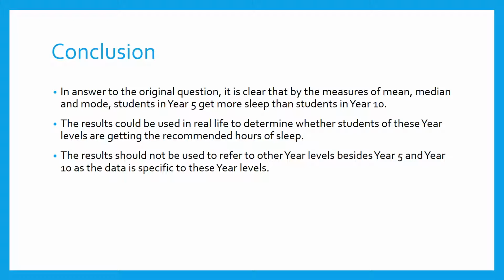The results can be applied to the population of Australian students in Year 5 and Year 10, as no specific regions or postcodes were set when obtaining the data. The results could be used in real life to determine whether students of these year levels are getting the recommended hours of sleep. The results should not be used to refer to other year levels besides Year 5 and Year 10, as the data is specific to these year levels. This makes the results limiting, as it cannot be used to make generalisations about other year levels. The data also does not take into account whether the sleep patterns of these students are interrupted.